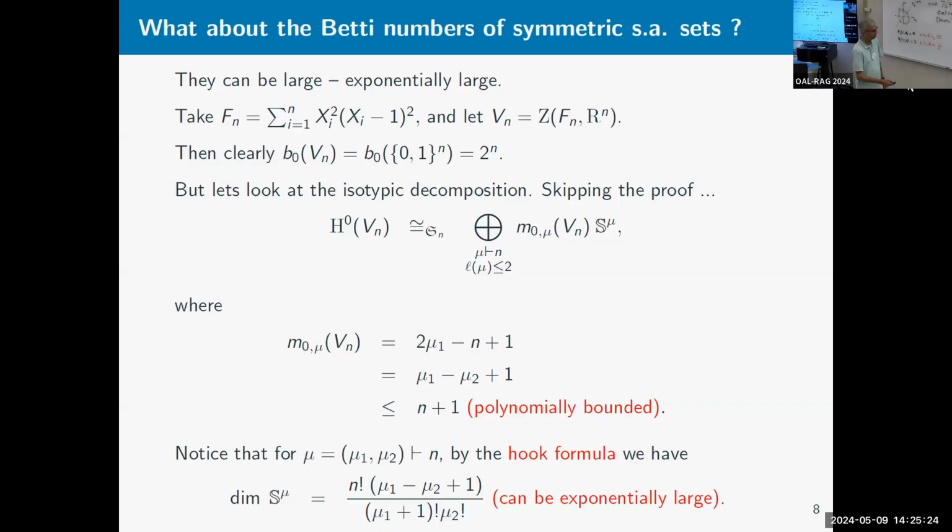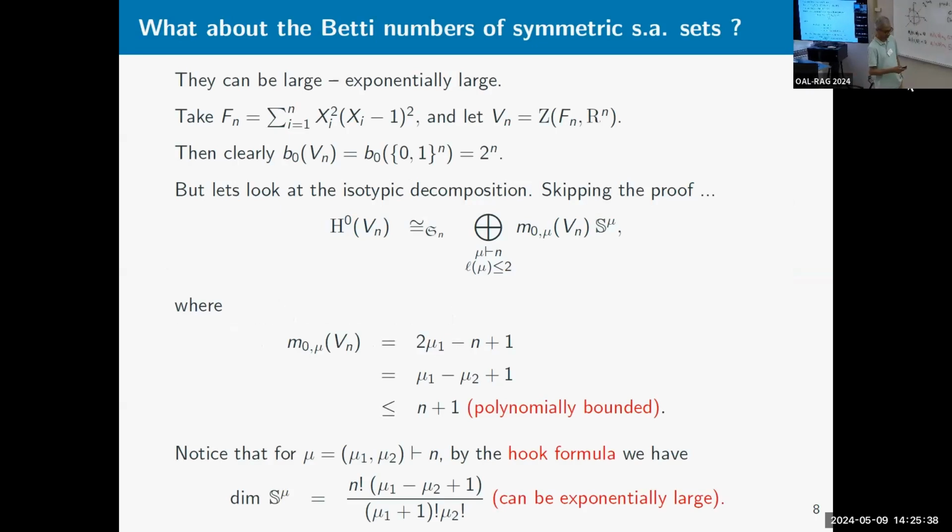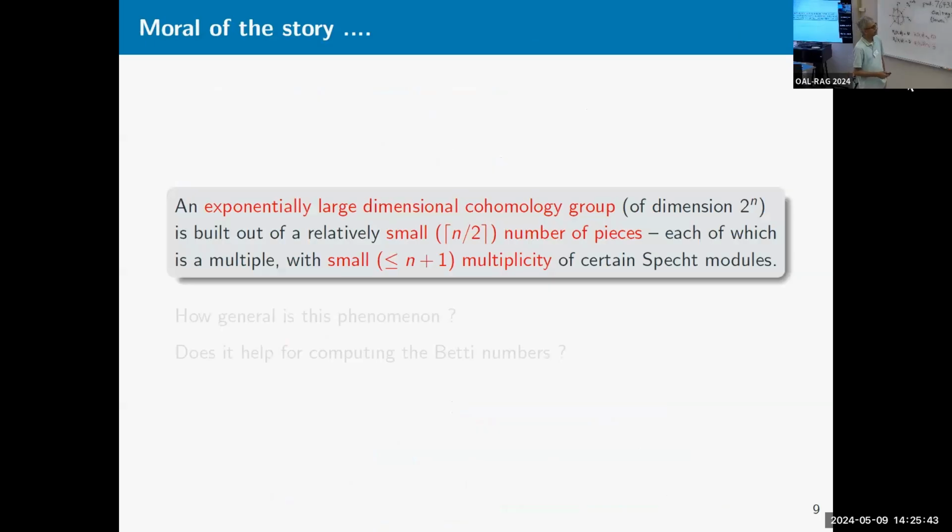So this gives you the dimension of S mu for partitions of at most 2 parts, and you can see that this can be exponentially big. So the moral of the story, just to summarize, is that you had this exponentially big homology, but it turns out that it's built out of a rather small number of pieces. These are the number of partitions of at most 2 parts of multiplicity, which are also very small. But of course, the Specht modules whose dimensions you can calculate easily are big.